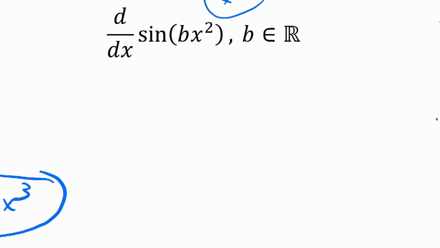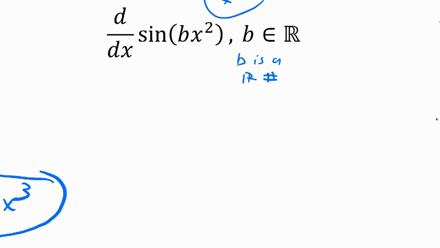Okay, we have a sort of unique problem here. We have the derivative of sine of bx squared for all b in the reals. This means that b is a real number, okay? It just means it's any real number. You can think of pi, 0, 20 billion, the sine of 30 degrees, whatever.